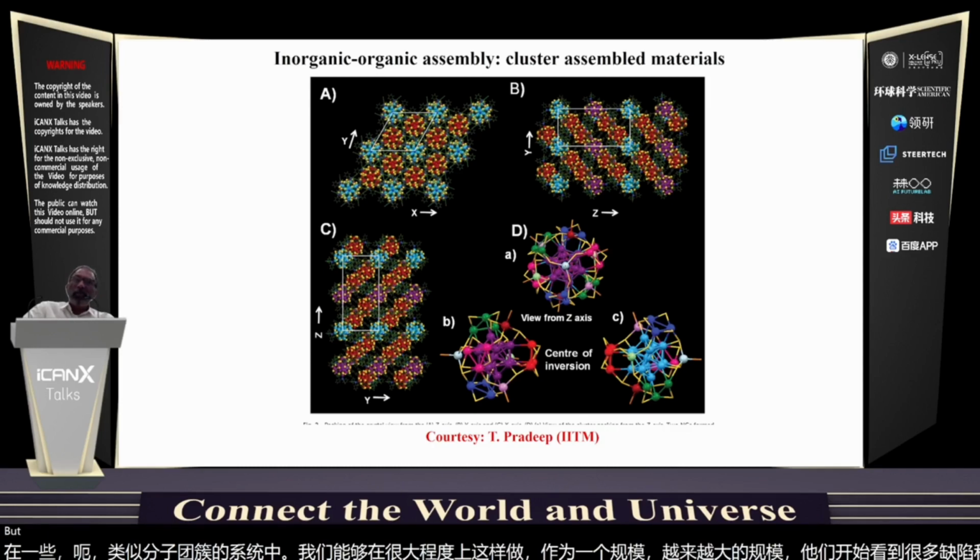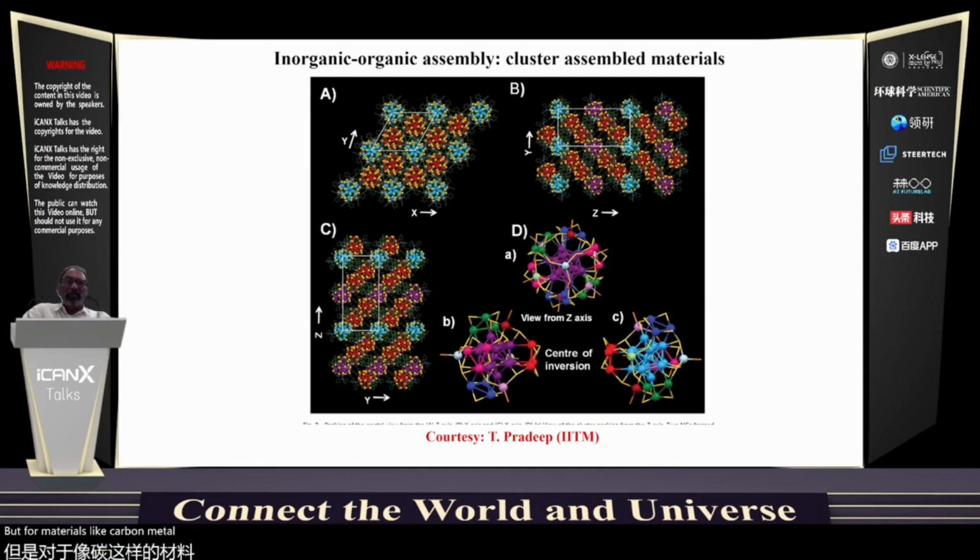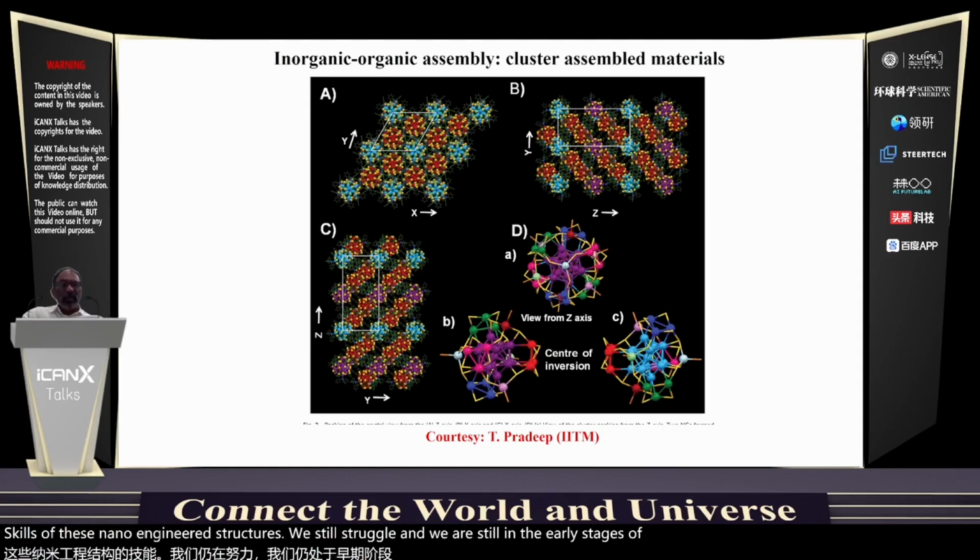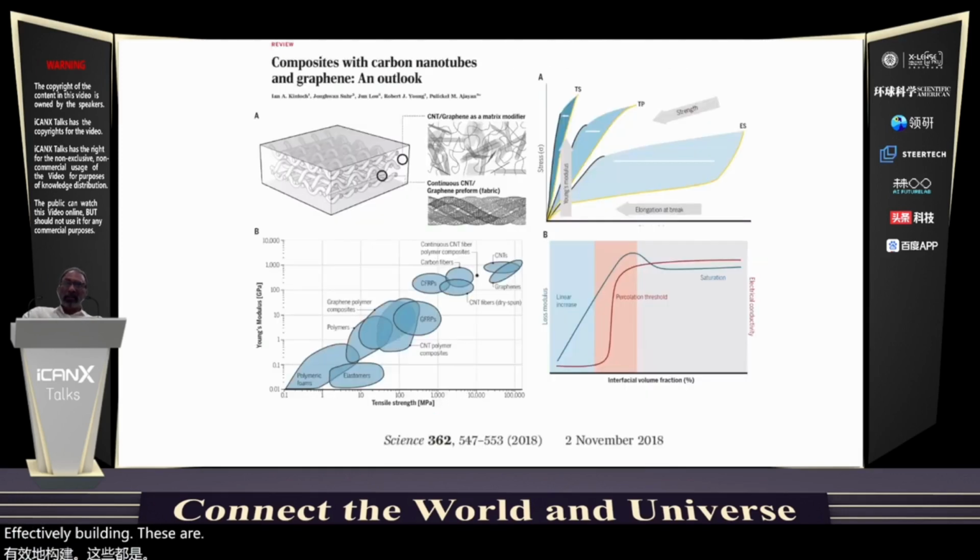But for materials like carbon nanostructures, even this assembly is quite challenging. Probably the best you could get is these aligned films and so on. And even those are not really interconnected in a three-dimensional way. So I think in terms of going from individual building blocks to larger scales of these nano-engineered structures, we still struggle, and we are still in the early stages of effectively building these architectures.